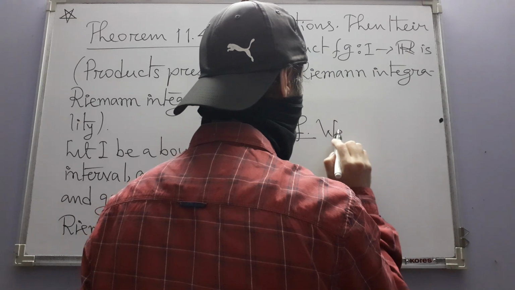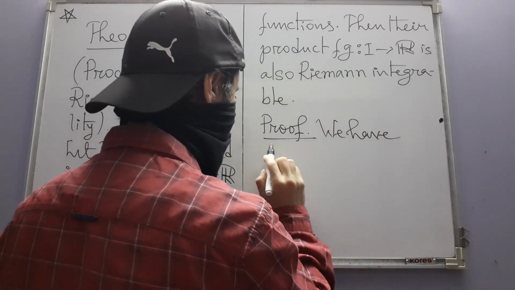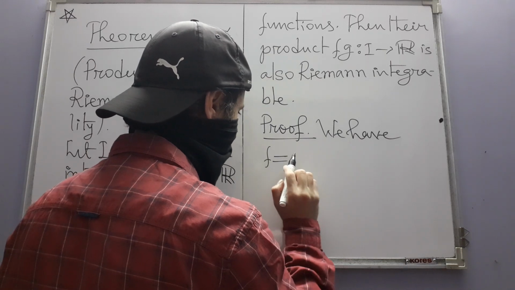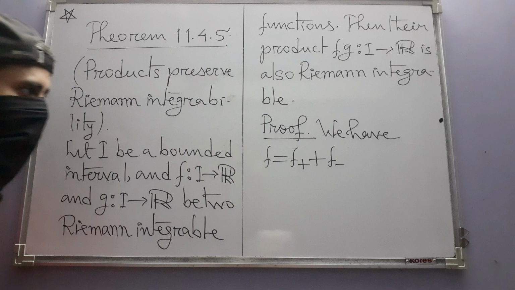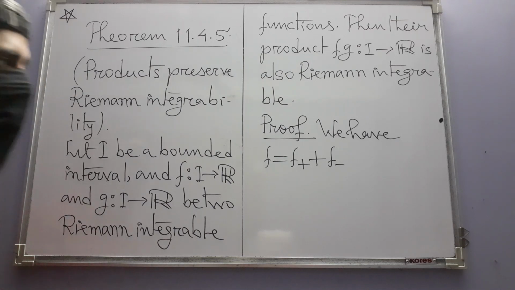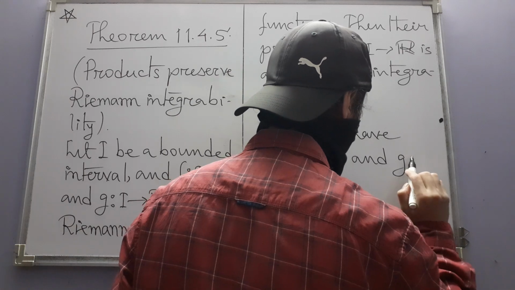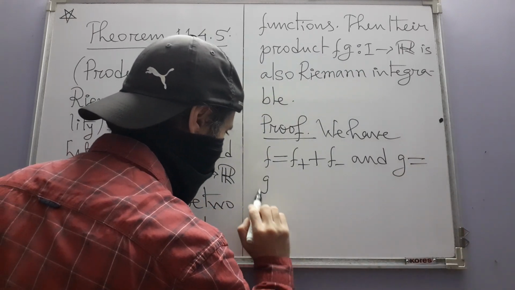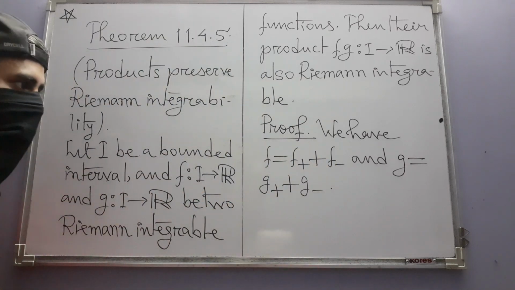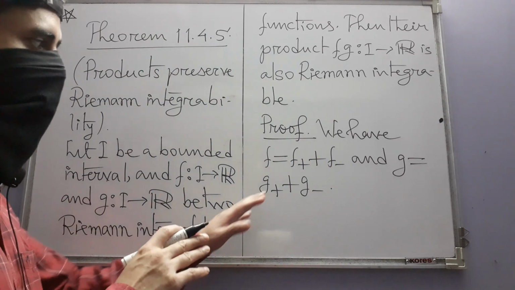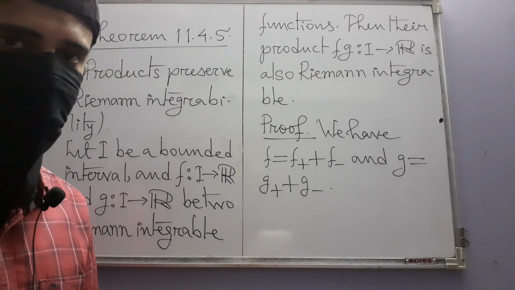We have, now I am going to write two identities which one can write using that positive and negative part, and g equal to g plus minus g minus. The question is how these identities are true. This also you have to verify.